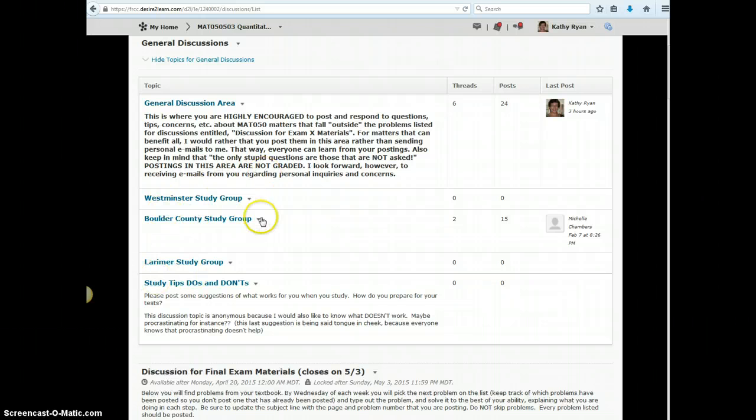Then I have these three areas for study groups. I'm hoping that students will get together and meet together. As you can see, I only have the Boulder County campus forming a study group, and hopefully it did work. And then I have this additional one, and no one has posted here, for study tips, do's and don'ts. Sometimes I get a lot of recommendations, sometimes I don't. Then the rest of my discussions are based on the 4 tests and the final exam.